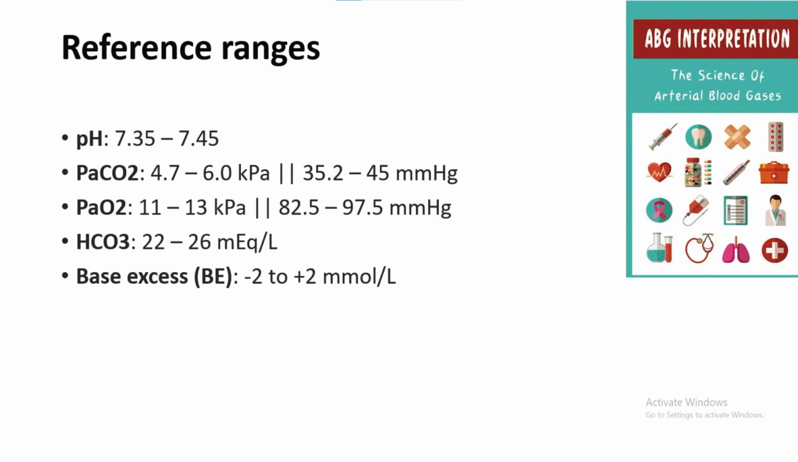Reference ranges. pH 7.35 to 7.45. PaCO2 4.7 to 6.0 kPa, or 35.2 to 45 mmHg. PaO2 11 to 13 kPa, or 82.5 to 97.5 mmHg. HCO3 22 to 26 mEq. Base excess, BE, -2 to +2 mmol/L.